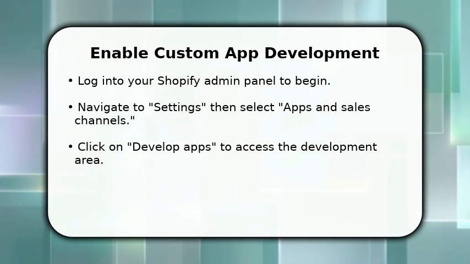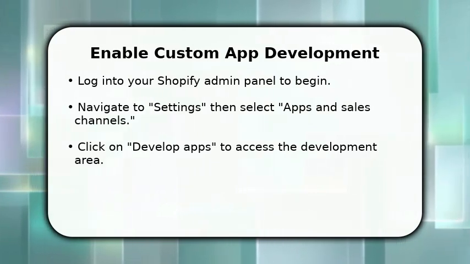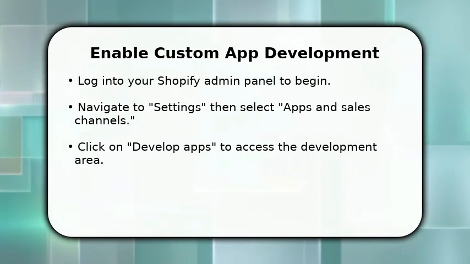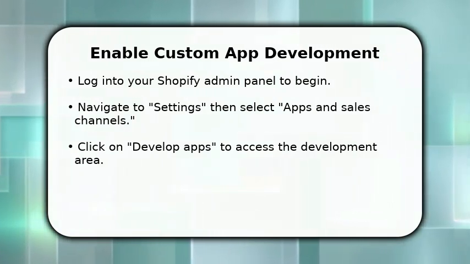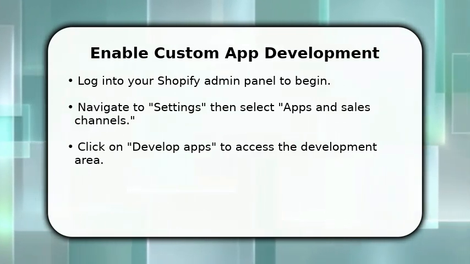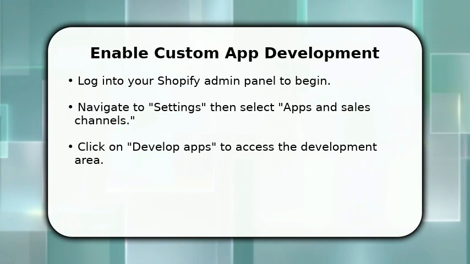In this video, I will explain how to get a Shopify API key. First, you will need to log into your Shopify admin panel. Once inside, navigate to the Settings section, which is typically found in the bottom left corner. From there, click on Apps and Sales Channels.